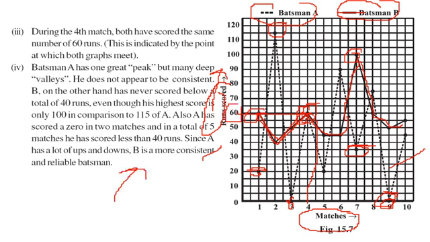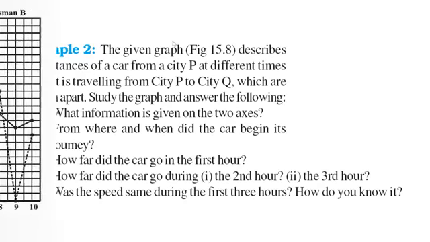Now, as I just suggested, batsman A has one great peak but many deep valleys. He does not appear to be consistent. But B, on the other hand, has never scored below 40 runs. And the highest score is 100 as compared to A scoring 115 one time. A has scored 0 in 2 matches, right? And most of the time he's scoring less. Sometimes he's scoring higher. So he is inconsistent or not very reliable. But this guy, the way he has been scoring the runs, we can say that at least he is going to score 40, not less than that.